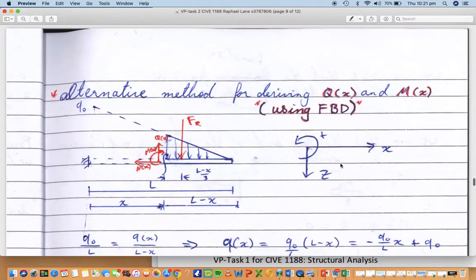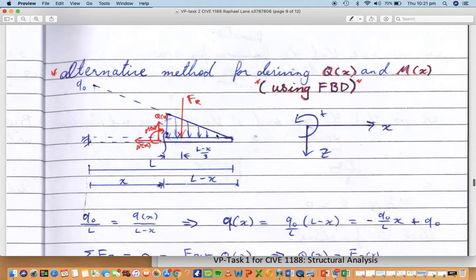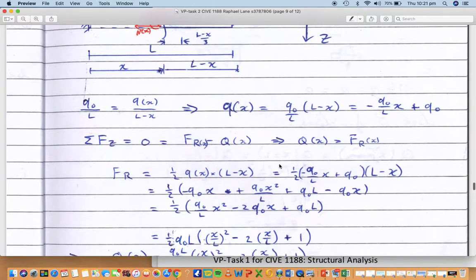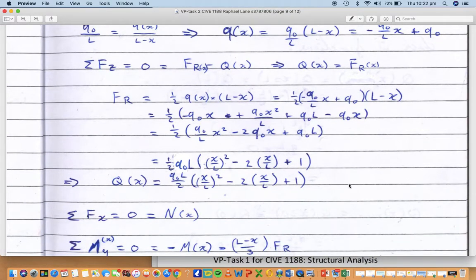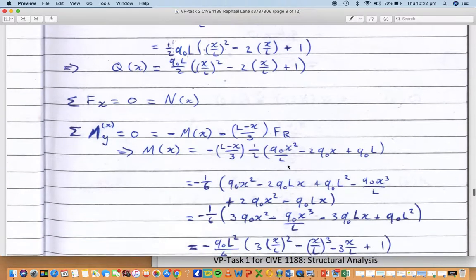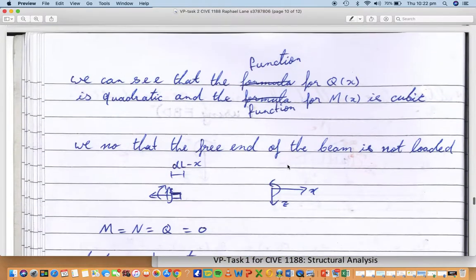Then I went ahead and calculated the shear force and bending moments sort of geometrically, if you will, because we were asked to do it that way, and it was interesting for me to see that the result is the same.